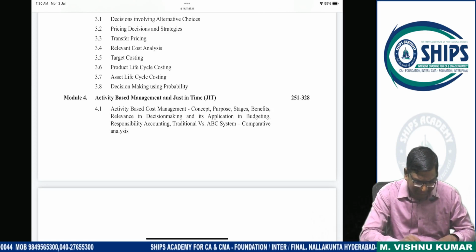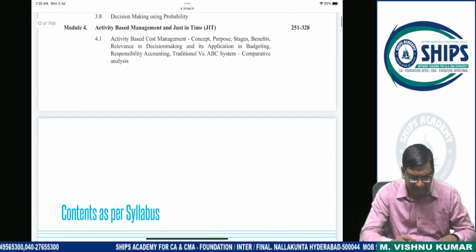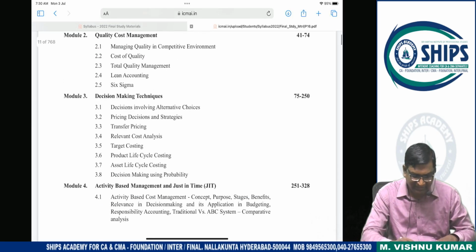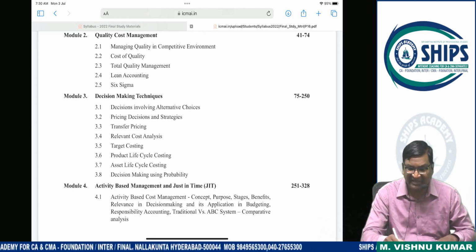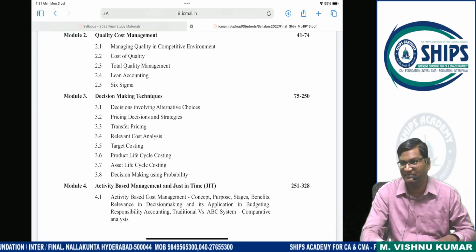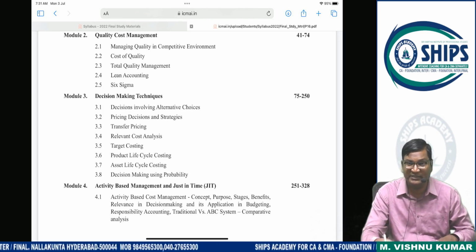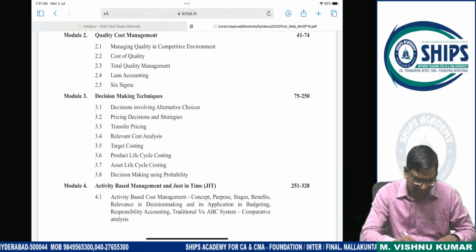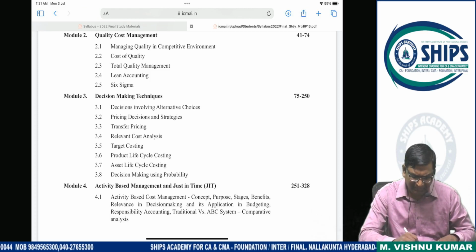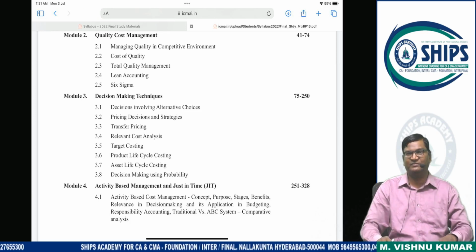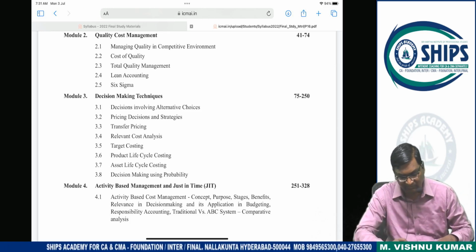Next is decision making using probability. Decision making using probability means uncertain situations. In the first case, decisions involving alternative choices, we have not predicted any uncertainty. But if the decision maker is predicting an uncertain situation, then how to take the decision? In that case probability will come, and by using probability we have to evaluate. So the chapter on decisions involving alternative choices and decision making using probability, the concept is the same. Only this one is covering the uncertain situation.